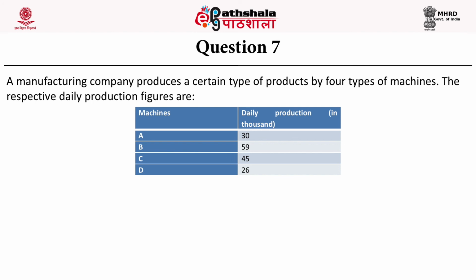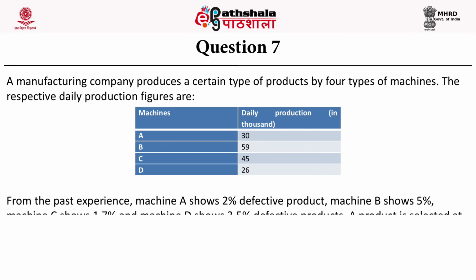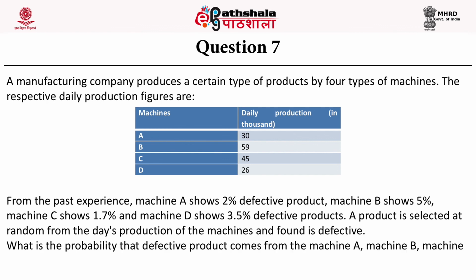From the past experience, machine A shows 2% defective products, machine B shows 5%, machine C shows 1.7%, and machine D shows 3.5% defective products. A product is selected at random from the day's production of the machine and found to be defective. What is the probability that the defective product comes from machine A, machine B, machine C, and machine D?